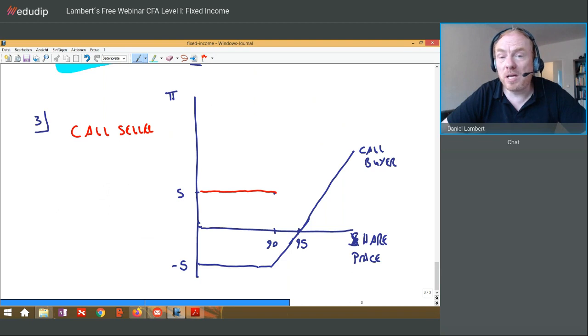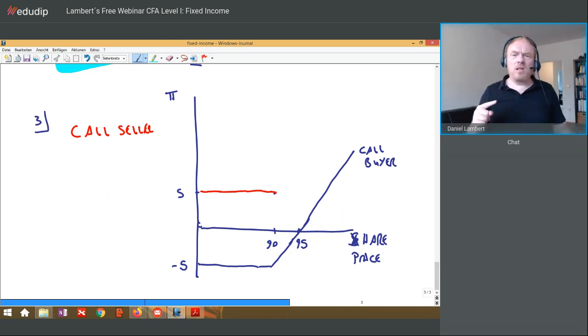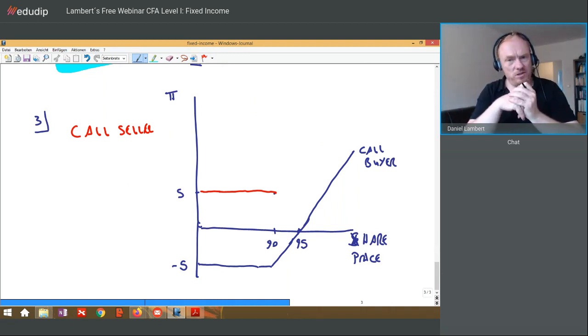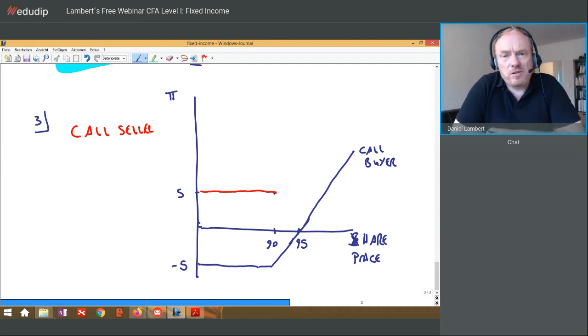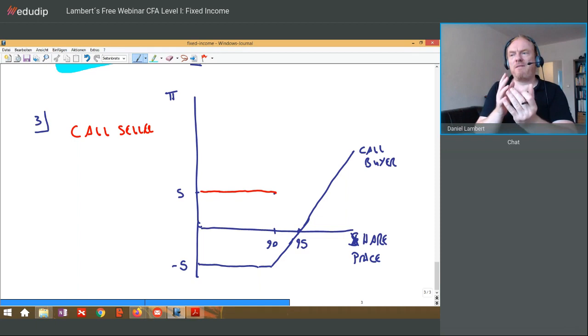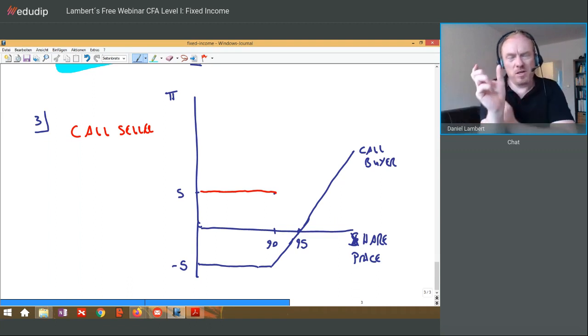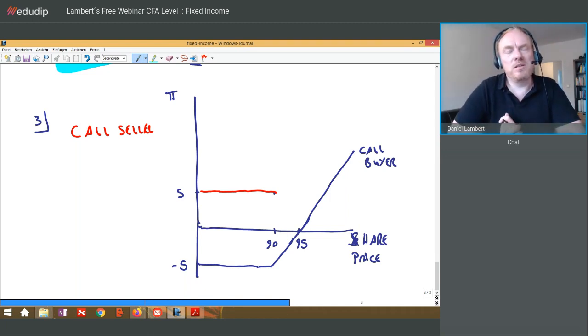Now, starting at 90, the call buyer does something and exercises his option, meaning that the call seller has to deliver the share. If it is, for example, 100, he would have to sell the share for 90 because he's obliged to do so by this contract of the call option. Say he doesn't have the share first, so he would have to buy it at 100 and sell it at 90, meaning there's a first loss of 10, plus the $5 he got because he sold the call option.